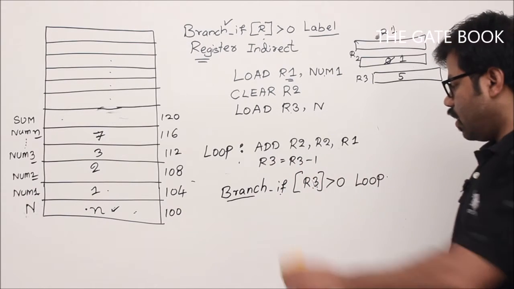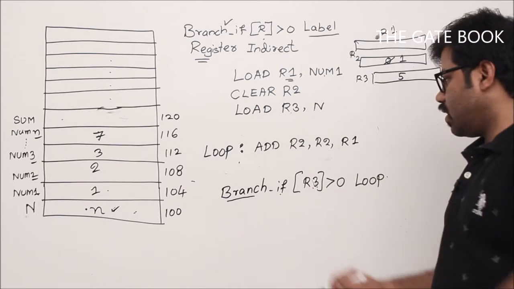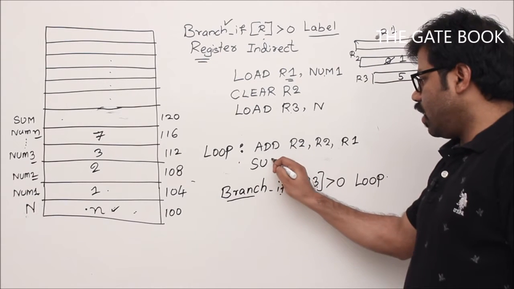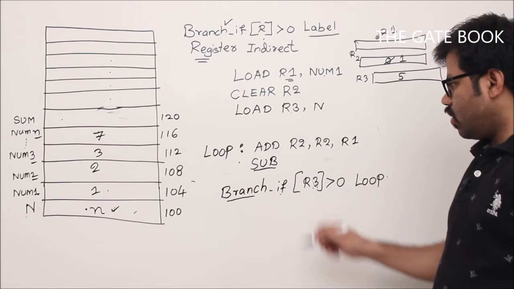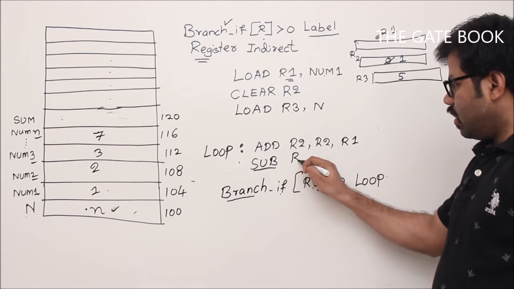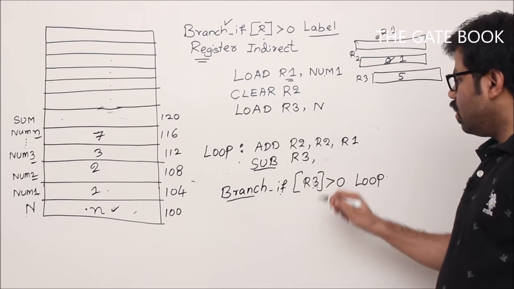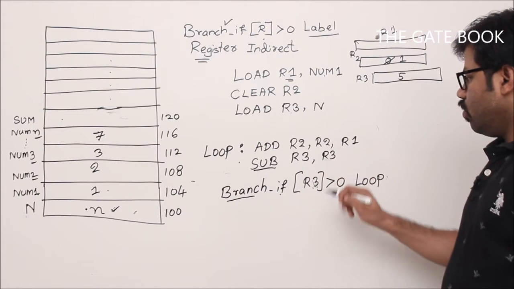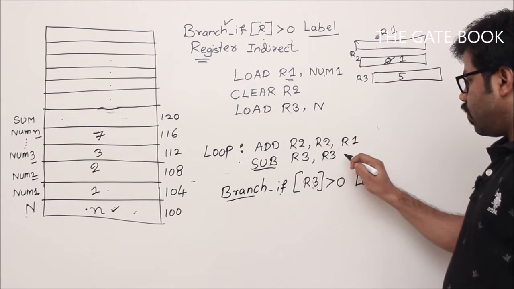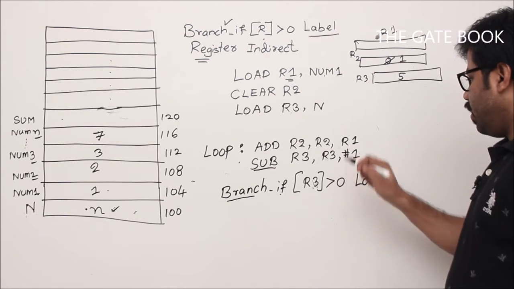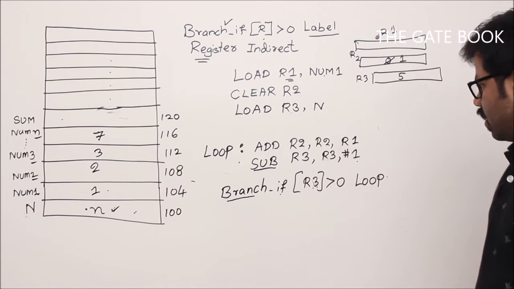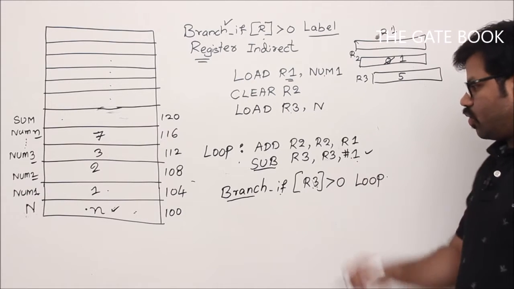This is the logic. Then how to do it in assembly level instructions? Subtract. Assume that we have a subtractor. For that we have an instruction like add. That's quite easy to understand. So same syntax. Subtract R3, R3 minus 1. R3 comma 1. Right. So 1 is not a register name, right? That's why we have to give it in immediate addressing mode. So immediate addressing mode. Yes.